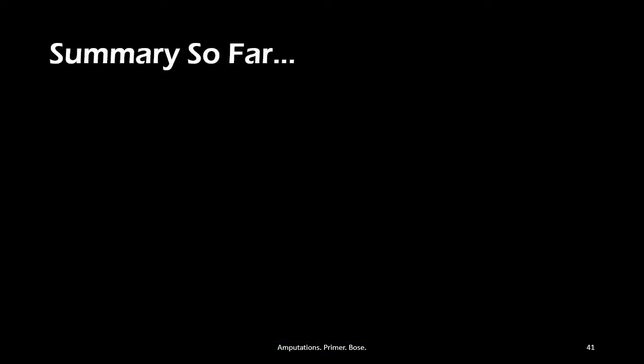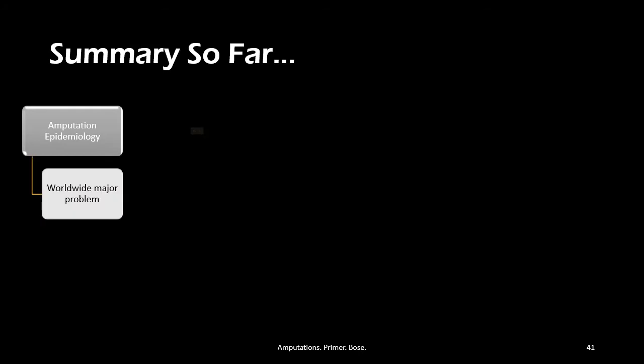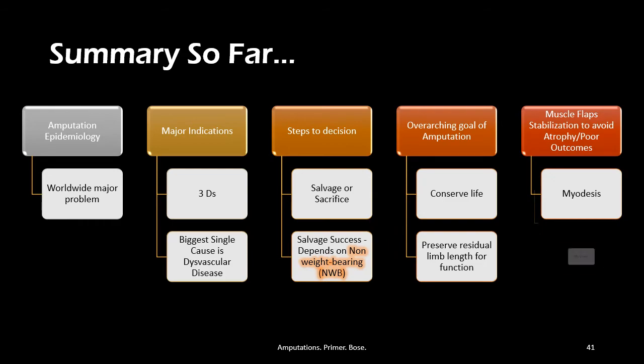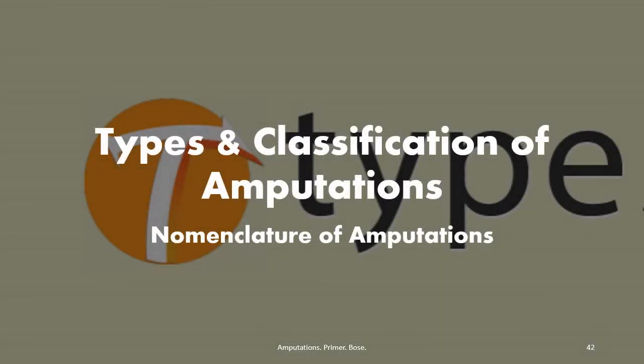This slide summarizes the elements we have discussed so far. Let's now look at the types and classification of amputation.